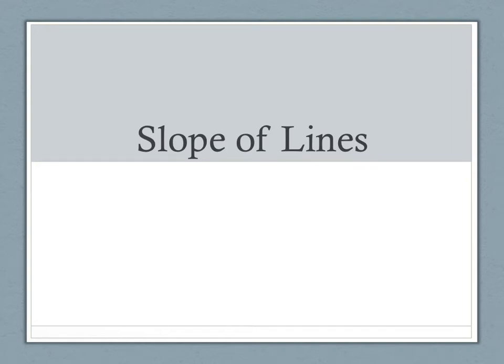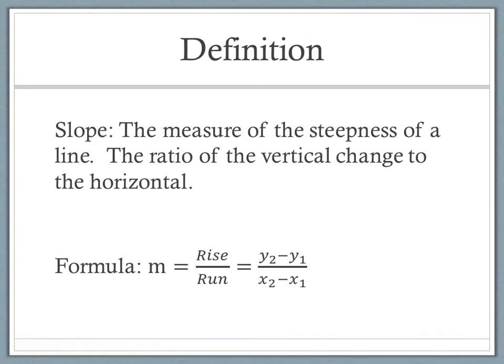Alright guys, we're going to talk about slopes of lines today. This should look kind of like a review a little bit, but let's go ahead and take a look. Alright, so slope, here's the definition. A slope is the measure of steepness of the line. The ratio is the vertical change over the horizontal change.